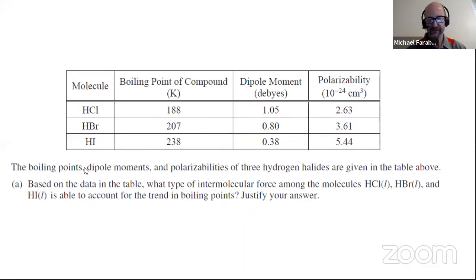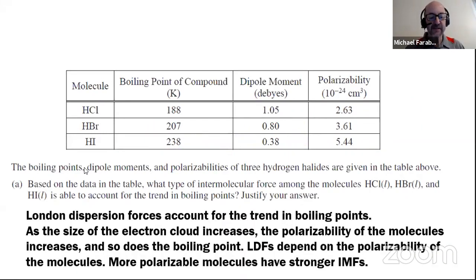So here's what I said. London dispersion forces account for the trend in boiling points. As the size of the electron cloud increases, the polarizability of the molecules increases, and so does the boiling point. London dispersion forces depend on the polarizability of the molecules. More polarizable molecules have stronger intermolecular forces.